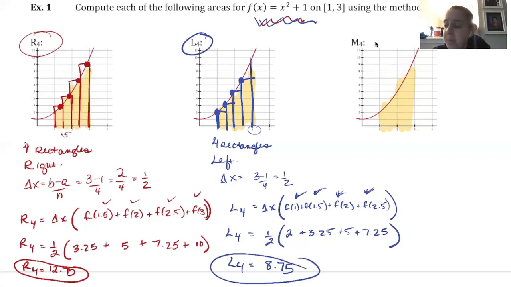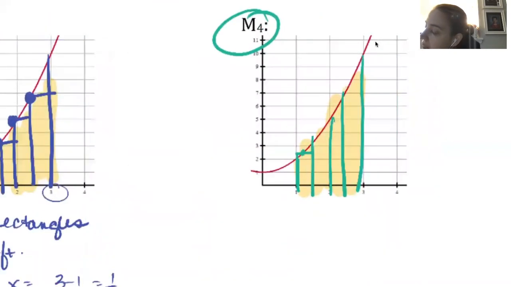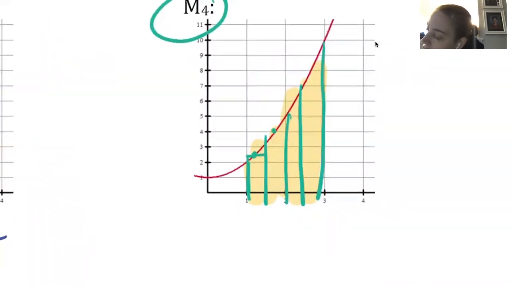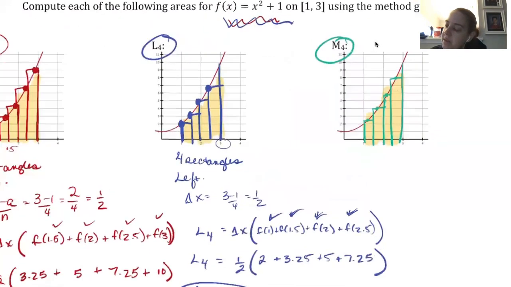Let's talk about a midpoint. Midpoint maybe is just right. So my midpoint, we're going to have 4 again. This time it's the middle. This is a little tougher to draw. It's the middle that determines the height. So the middle of each rectangle determines the height. That's probably the middle. So they go a little bit over and a little bit under at the same time.